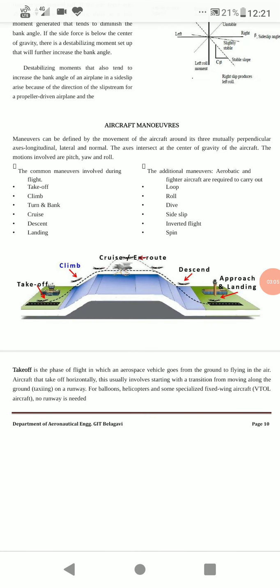Now we will understand why these maneuvers are required. The pilot must have enough knowledge about maneuvers. Otherwise, he cannot become a good pilot. So why is it required basically?